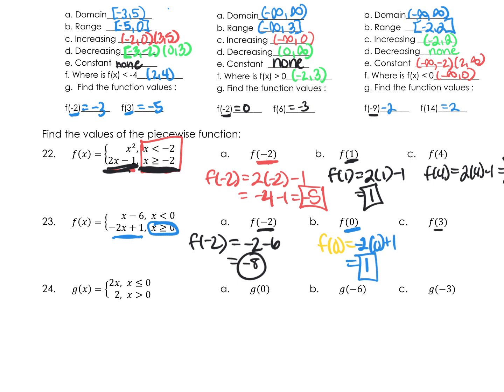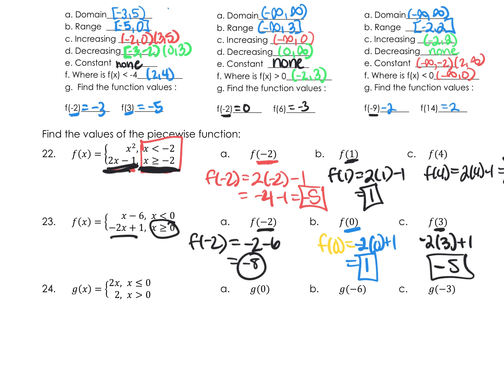And then when x is 3, that's when x is greater than 0 again. So that's this one. So we'll still use the bottom function. So we'll plug it in there, -2 times 3 plus 1 will be negative 6 plus 1, which is negative 5.